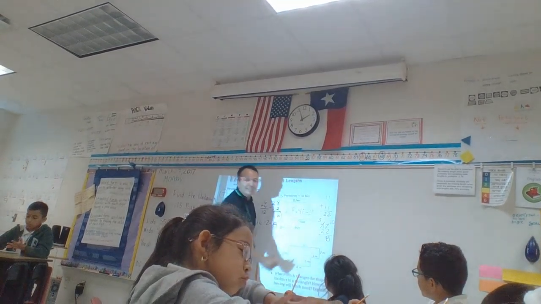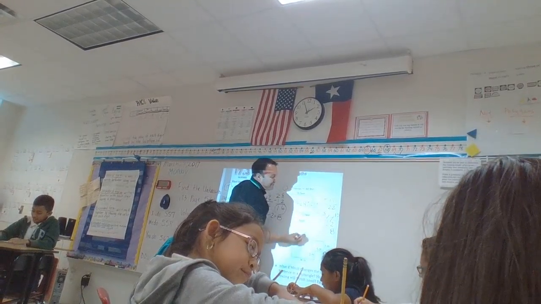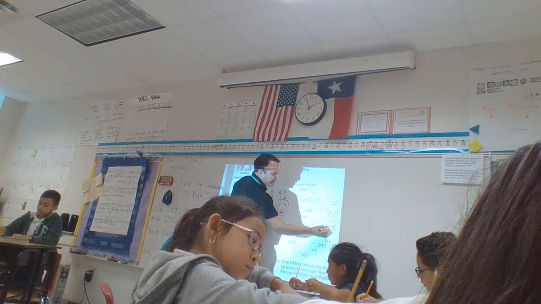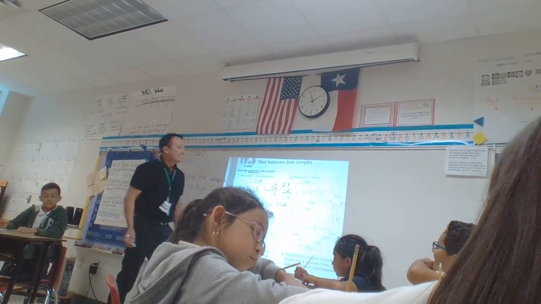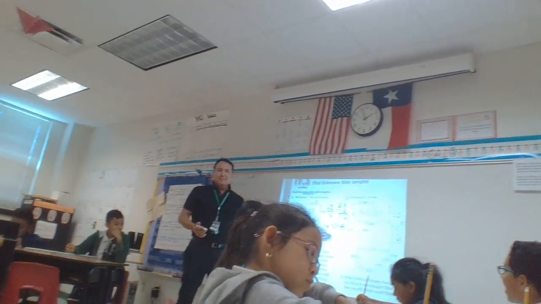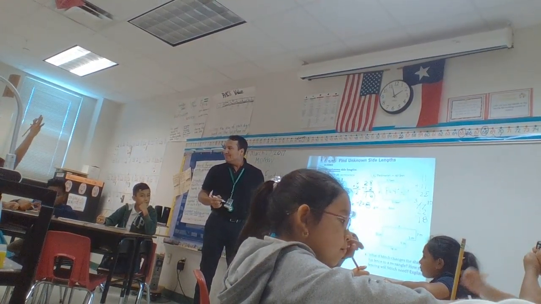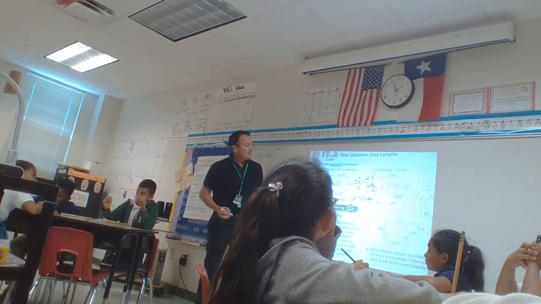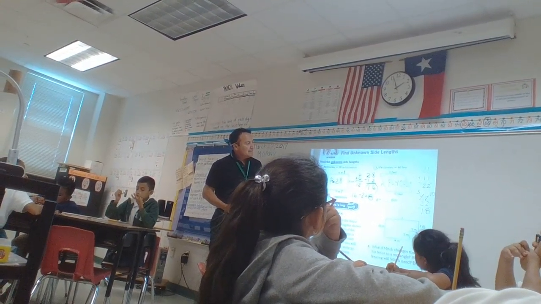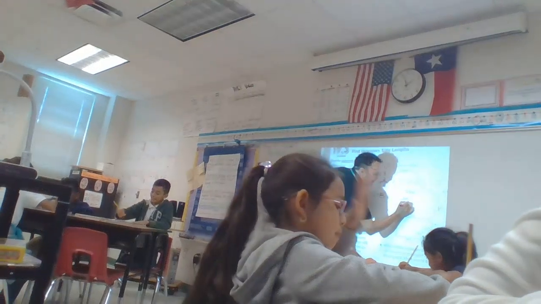10 minus 2 is 8. And then 3 minus 2? 1. Be careful. 18. So the whole number is 18 once we're done with it. So what would be my next step? Gloria? Keep going. 18 divided by 2.